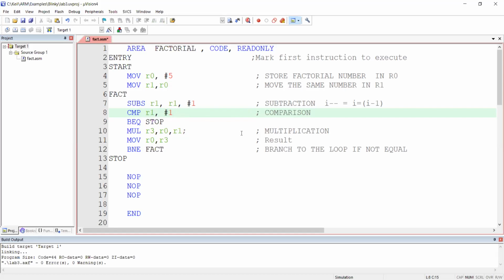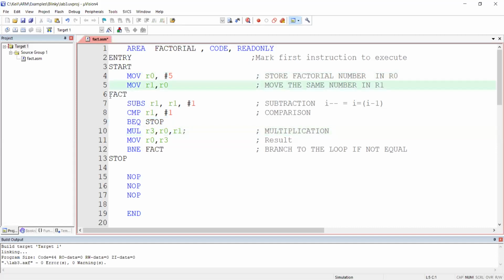Now if I is equal to 1, that means no more calculation. Please listen now. It's a branch instruction. Branch if equal. Now the condition: what are the two things that should be equal? What did you just compare? Both should be equal. Then only it will go to stop, which is line number 13. Otherwise, it will not go to stop; instead, it will execute line number 10. See, this is the way.